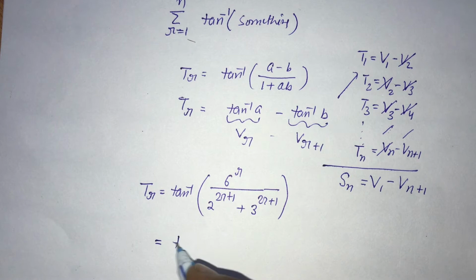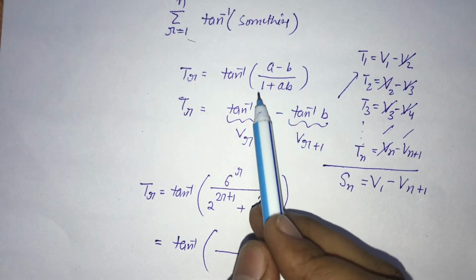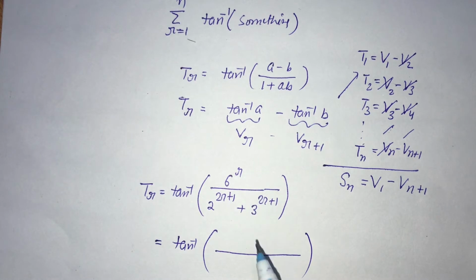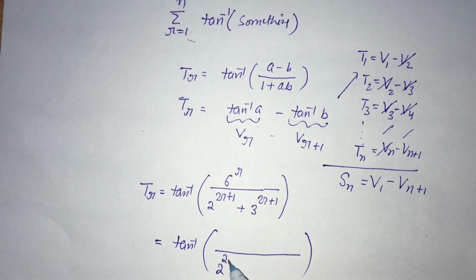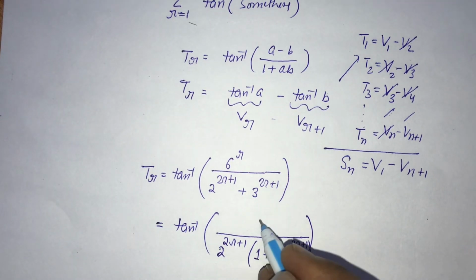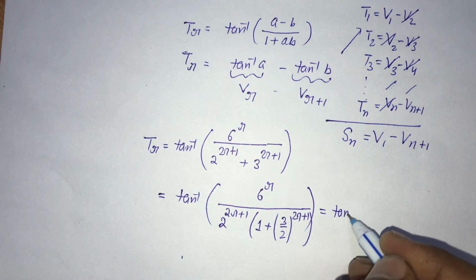I am proceeding here. Whenever I want to convert this into the form a minus b upon 1 plus ab, I will try to make the denominator 1 plus something. So here I can make 1 plus something. How? I can take 2 raised to the power 2r plus 1 as common. So in the bracket I will be getting 1 plus 3 by 2 raised to the power 2r plus 1. In the numerator it is the same, 6 raised to the power r. So what am I getting? So this is tan inverse.